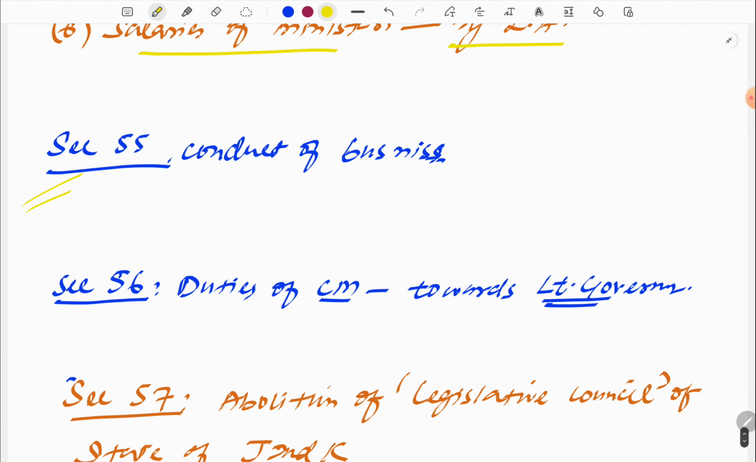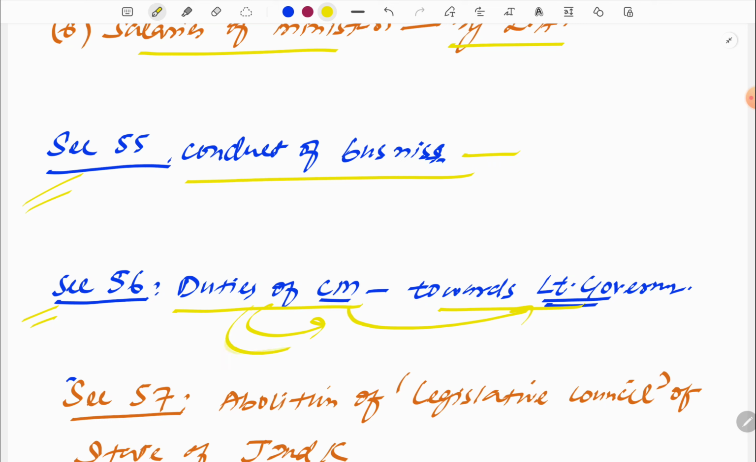Now section 55 tells us about conduct of business. It's very easy. Any business done inside a legislative assembly is the conduct of business. Section 56 tells us about the duties of the CM towards the lieutenant governor. You must have read it in the CM, prime minister and president process. The duty of a CM is to communicate every decision of the council of ministers to the lieutenant governor, to tell about any problem going on in the council of ministers, and simply to tell the business of the legislative assembly to the governor. That is the duty of the chief minister.